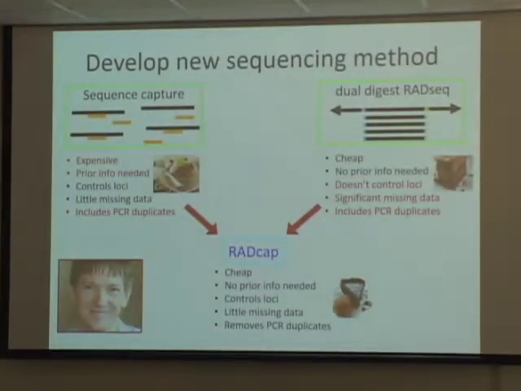In collaboration with Travis Glenn, we developed RADcap, which uses elements of sequence capture and dual digest RADseq. And RADcap is cheap, no prior genetic information is needed. It controls the loci, there's little missing data, and it also makes this improvement that sequence capture and dual digest RADseq don't have. It allows me to remove PCR duplicates, and PCR duplicates can artificially inflate read numbers and give you a false confidence in your genotype calls.